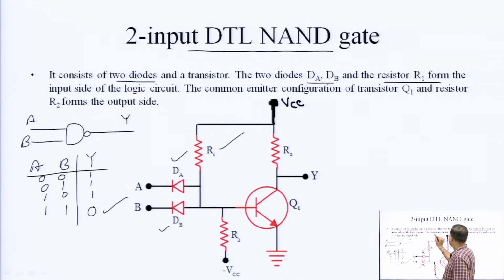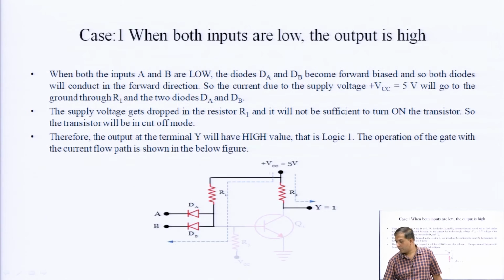The common emitter configuration of transistor Q1 and resistor R2 are on the output side. Here we are using one resistor R2 and a transistor having common emitter configuration. And here we have taken one resistor R3. So, let us proceed.